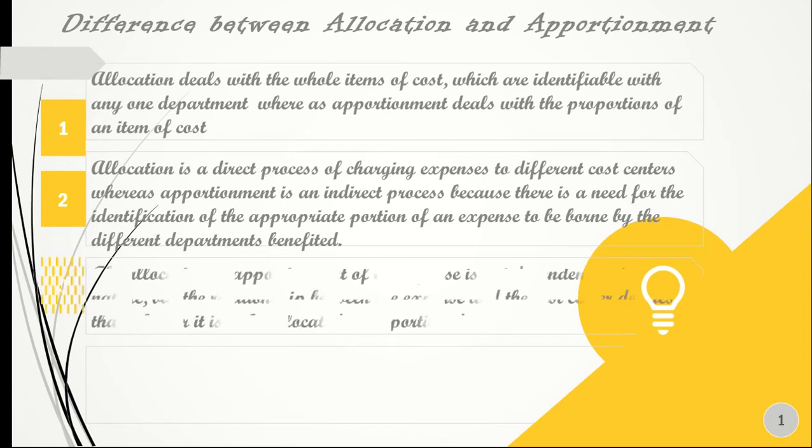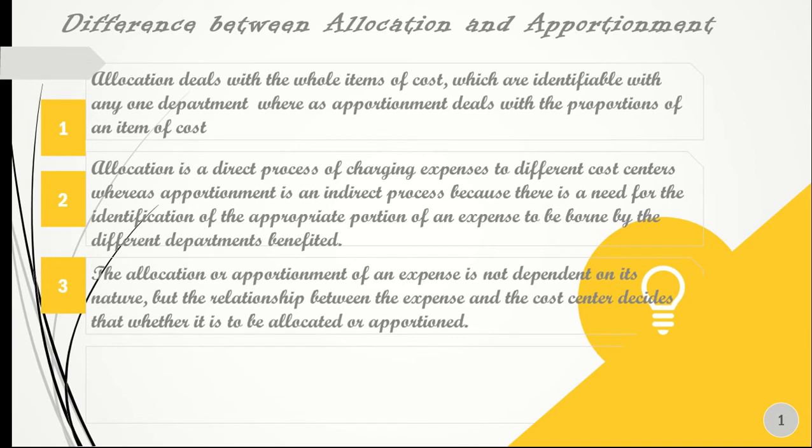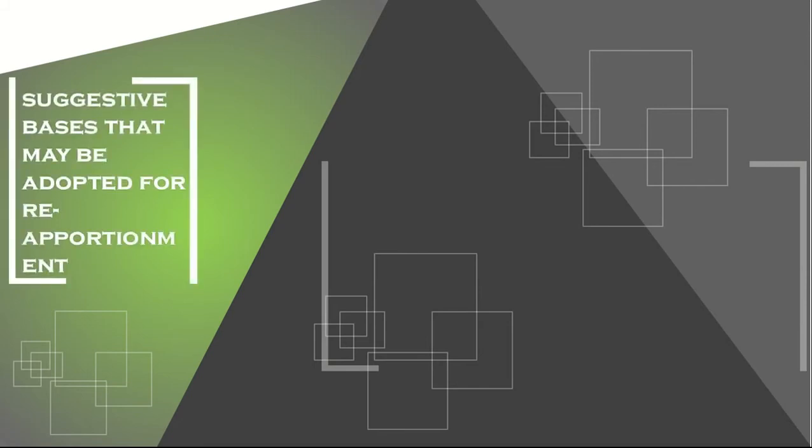departments benefited. 3. The allocation or apportionment of an expense is not dependent on its nature, but the relationship between the expense and the cost center decides whether it is to be allocated or apportioned. 4. Allocation is a much wider term than apportionment. The suggestive bases that may be adopted for reapportionment are given below.